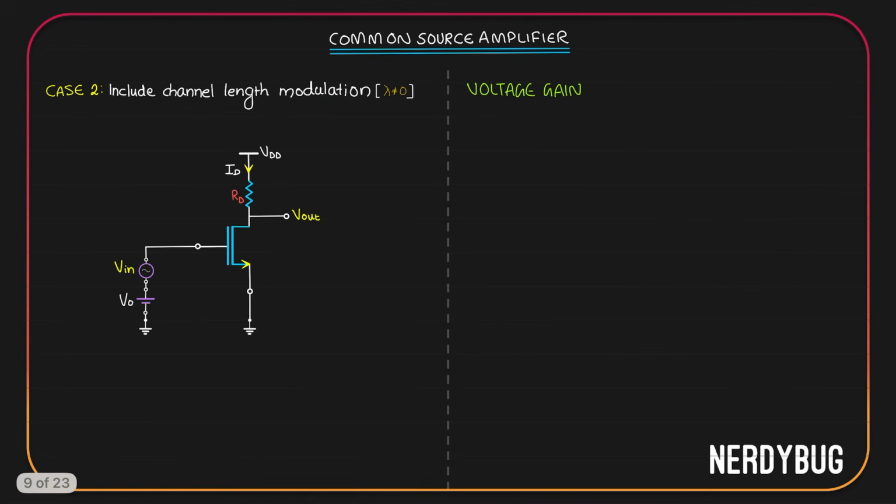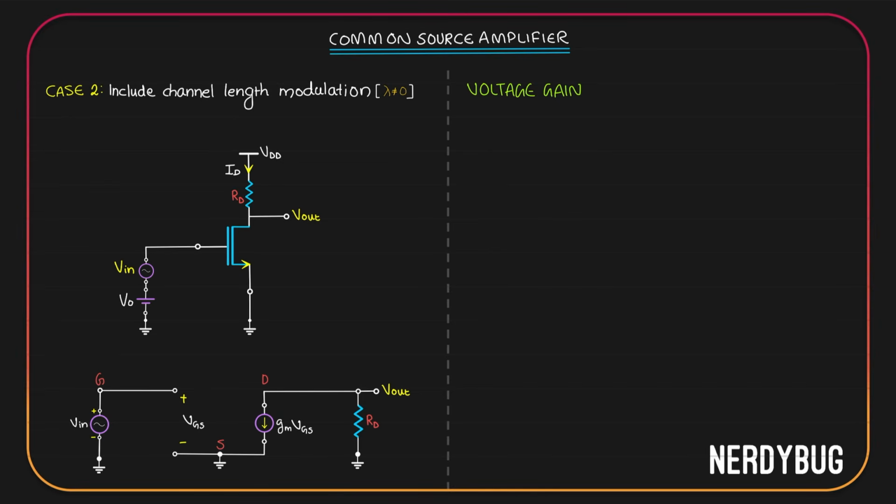Let's take the second case where the channel length modulation is included. Lambda is not equal to 0. We'll find the voltage gain first, for which we need the small signal model. Since channel length modulation is to be included, we'll have to add a resistance over here, R0, between the drain and the source. Since source is grounded, we can show it like this.